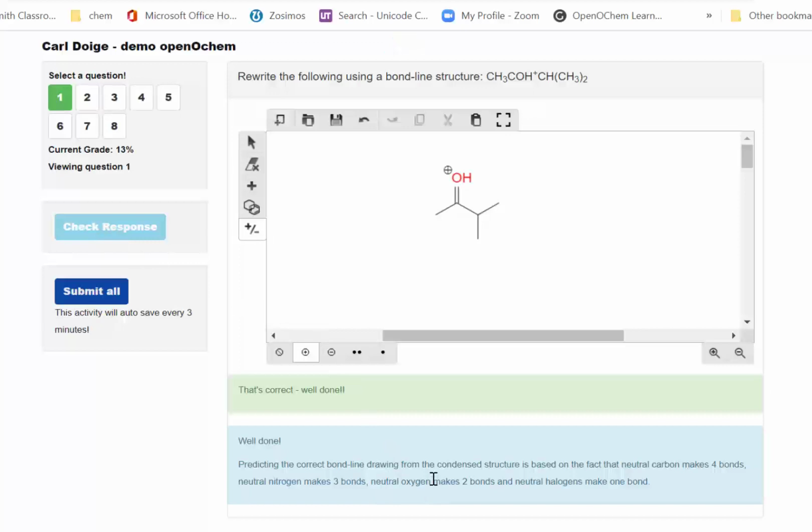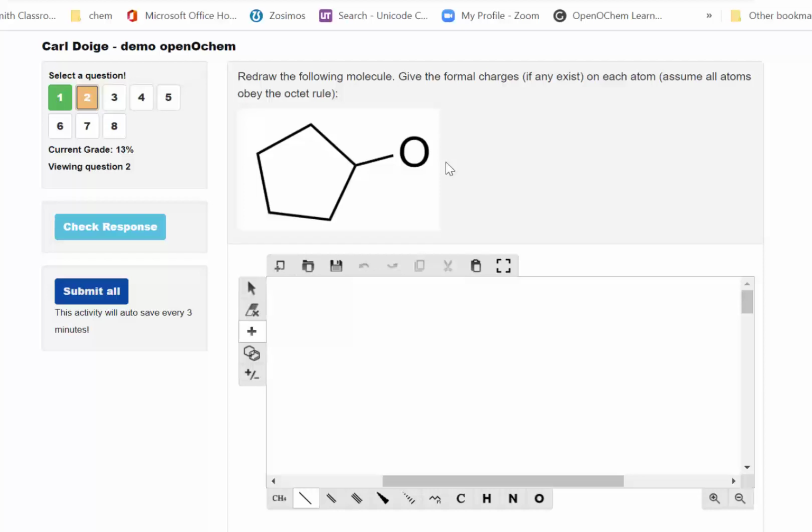Often I'll try to give a little bit of feedback, some hints, that sort of thing. Now let's look at question number 2. In this particular case, you're asked to show the formal charges after you redraw the structure. So this is an opportunity to show you the ring draw tool. Here I need a 5-membered ring. I'm now going to go back to the plus here, which allows me to draw these different kinds of bonds. So I'm going to draw a single bond.